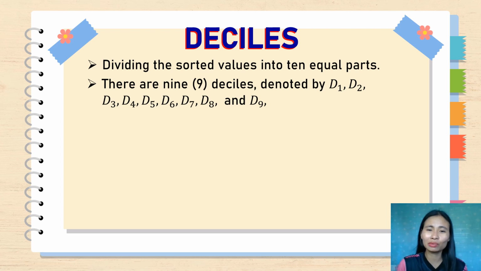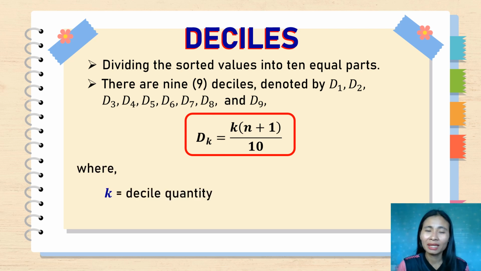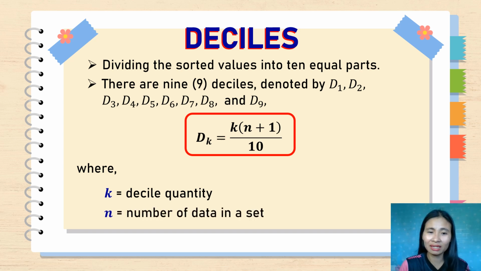Now how are we going to compute for the decile of a particular set of data? Let's start by using this formula. D sub k is equal to k times the quantity of n plus 1 divided by 10. Now, what do those variables stand for? k is the decile quantity, meaning if you are asked to solve for the value of D sub 3, the value of k is 3. When you are asked to solve for D sub 8, the value of k is 8. And n is the number of data in a given set.